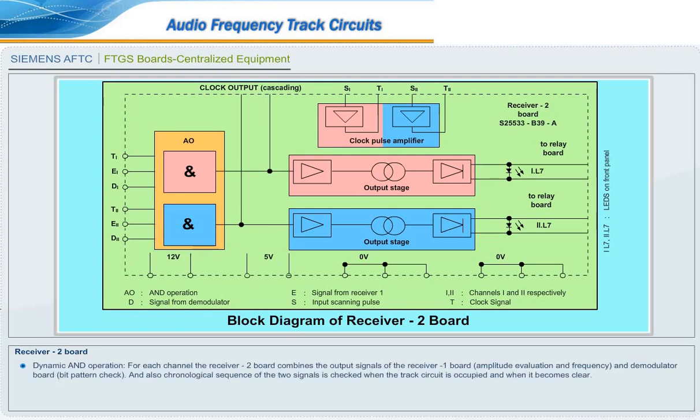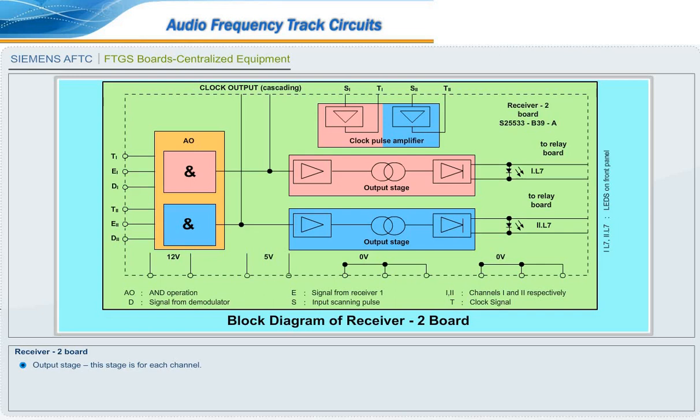Dynamic AND operation for each channel. The receiver 2 board combines the output signals of the receiver 1 board, amplitude evaluation and frequency, and demodulator board bit pattern check. And also chronological sequence of the two signals is checked when the track circuit is occupied and when it becomes clear.